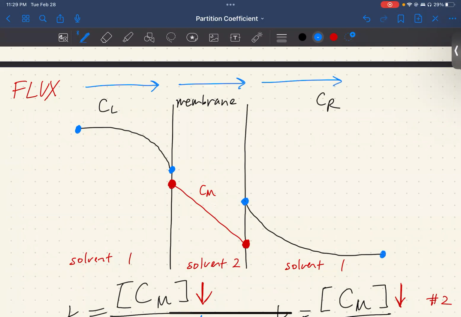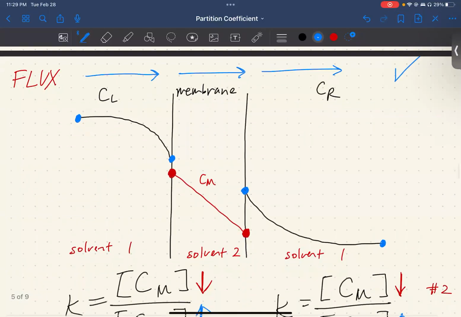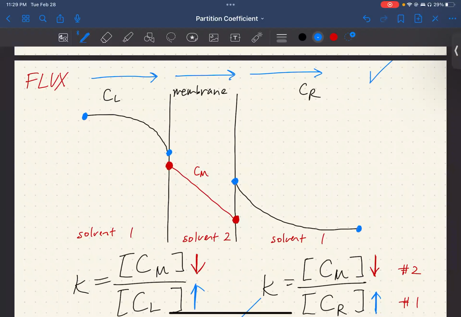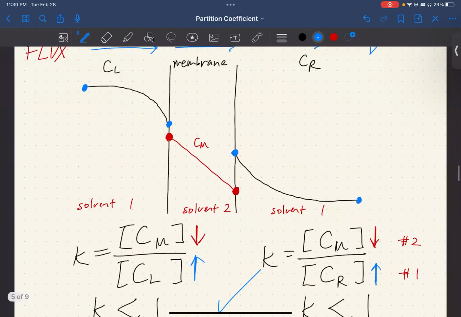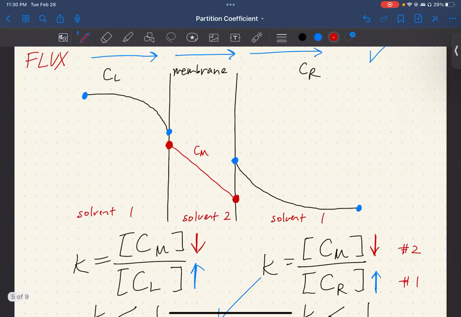The flux, again, is going in the same direction. So by our flux analysis, we also confirm that, yes, it's going in one unified direction. So this is therefore true: the partition coefficient is less than 1, and this concentration profile in the membrane can exist. We need both the K and the flux to determine this, both the partition coefficient and flux analysis.